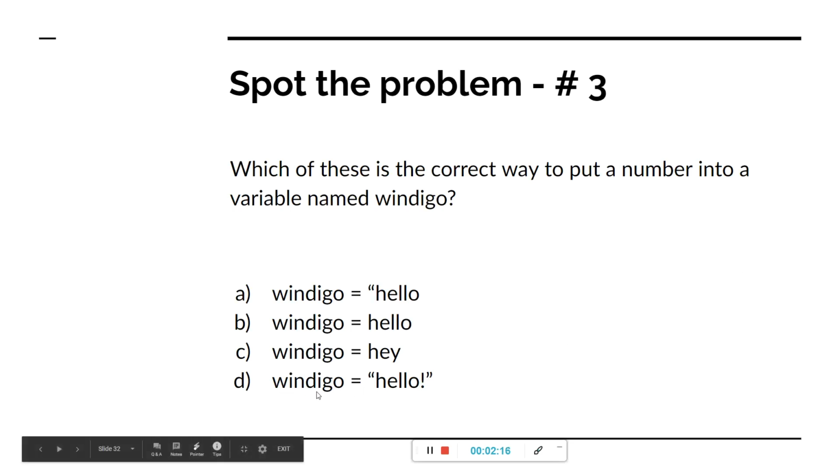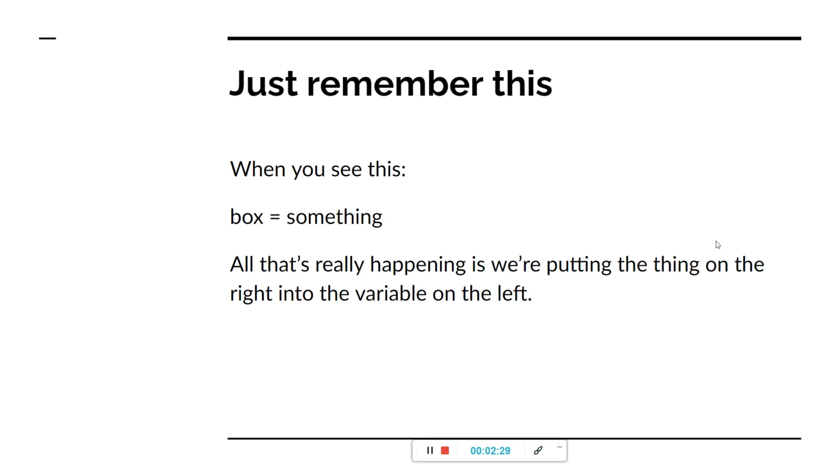And remember, variables are just boxes. They're boxes that we put words and numbers inside. So in this situation, we're putting the word inside the variable called Wendigo. So yeah, it's D. So when you see this, box equals something, all that's really happening is we're putting the thing on the right into the variable on the left. I'll repeat that again. Whatever is on the right-hand side is put inside the thing on the left-hand side. Cool.